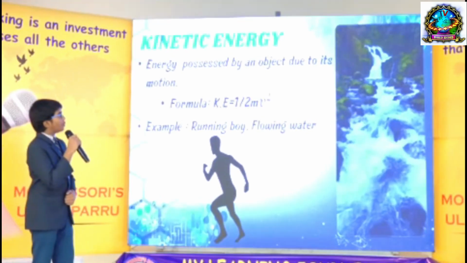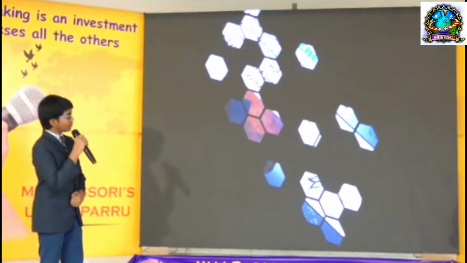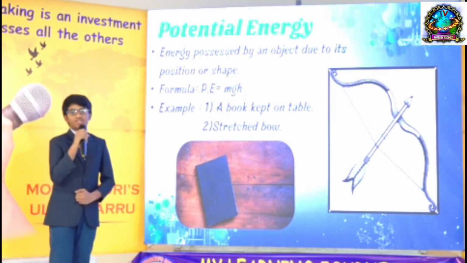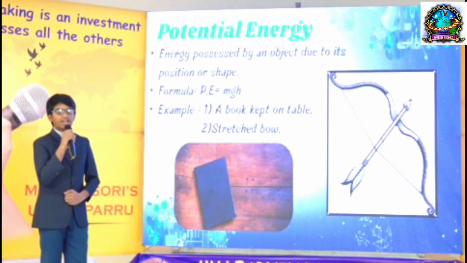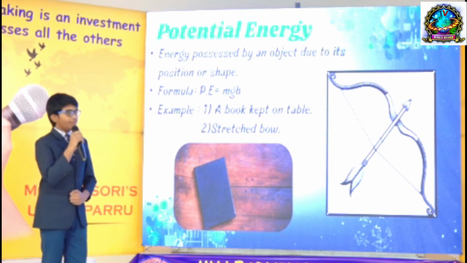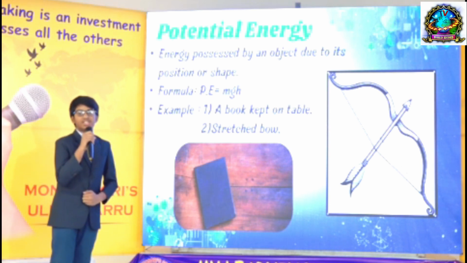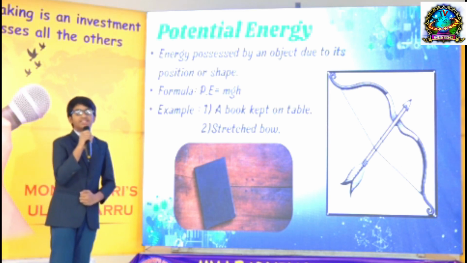Let us discuss potential energy. The energy possessed by an object due to its shape or position. Let us discuss its formula. mgh. Here m stands for mass, g stands for acceleration due to gravity and h stands for height.